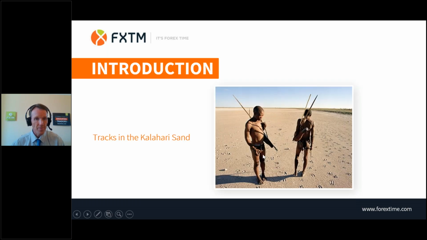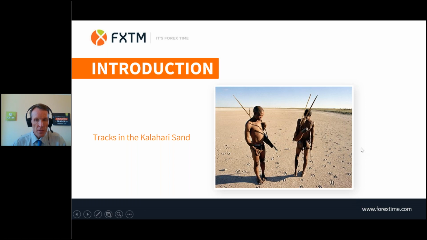Right. So what are Japanese candles? I like to compare it to the tracks in the sand. In this case, it's the Kalahari sand. It's a big desert in South Africa, up in Southern Africa, and there are people that live there, the Bushmen. Not many of them are still living in the wild there. Most of them have been moved to towns and so on, but there might still be some tribes there.